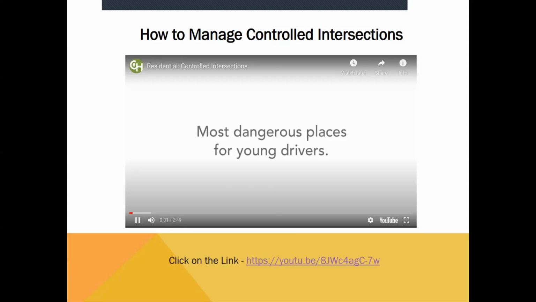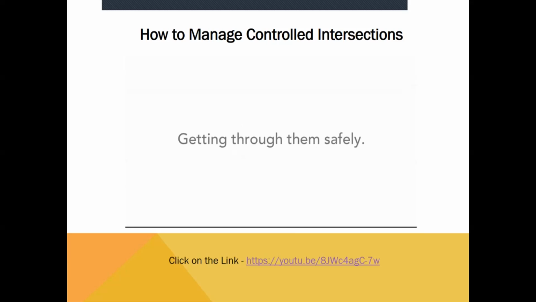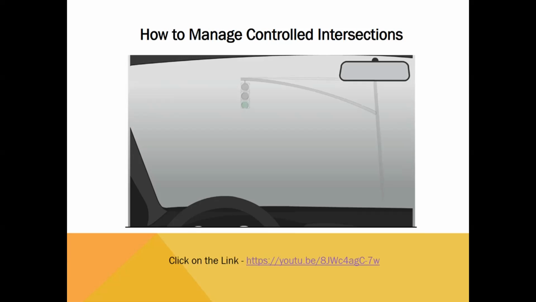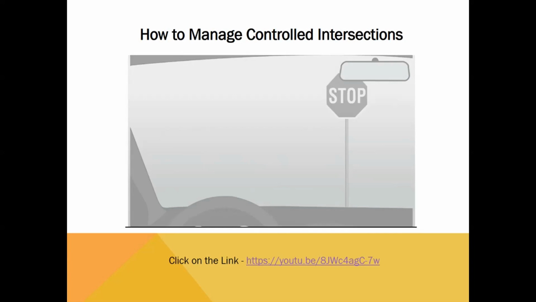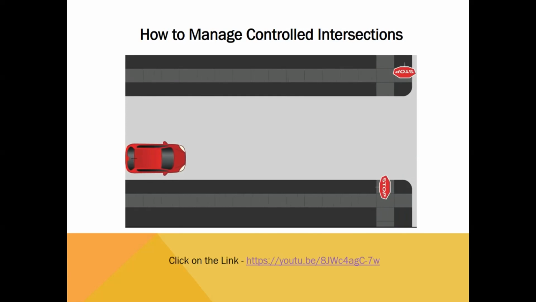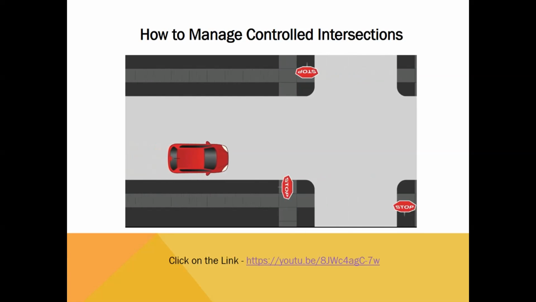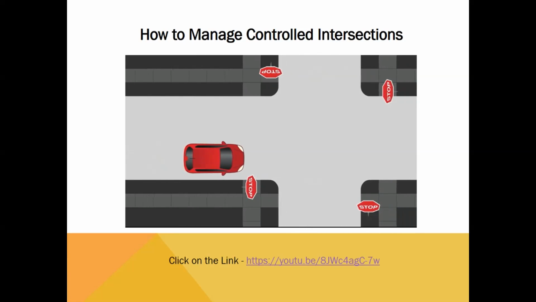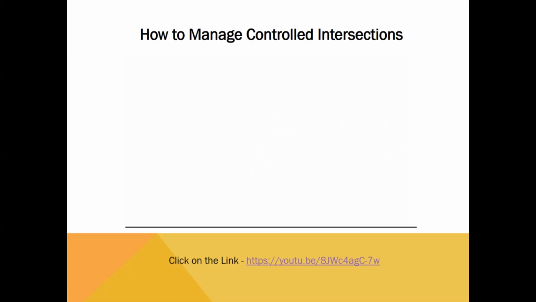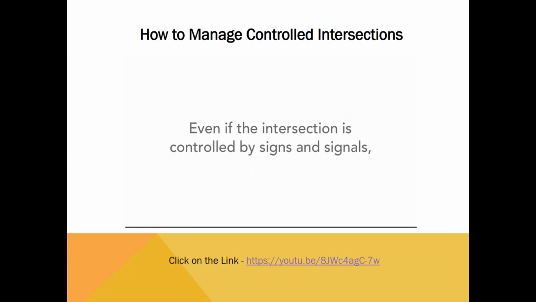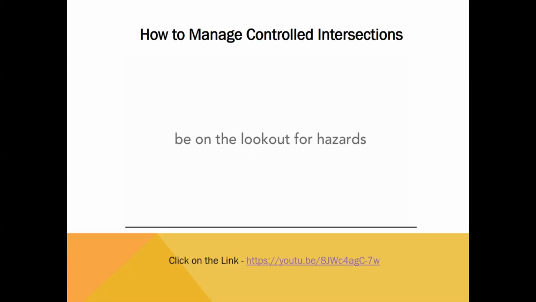Intersections are one of the most dangerous places for young drivers, and getting through them safely is an important aspect of driving. This lesson is about managing intersections with traffic signals or stop signs. Although these signs are there to control traffic, a driver must still be keenly aware of what's going on. You may encounter a driver who doesn't stop for a stop sign, is running a red light, or racing the green. Even when the intersection is controlled by signs or signals, you still need to be on the lookout for hazards.